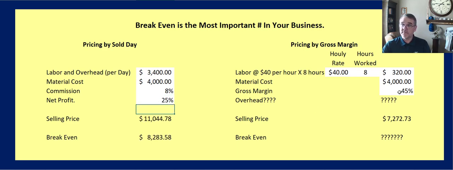This is no way to run a business. Pricing off of gross margin. You can't do it. It's impossible to manage that business. And I know a lot of you are going to say, I've been doing that forever and I'm still in business. I make good money. Are you making 25% nets?